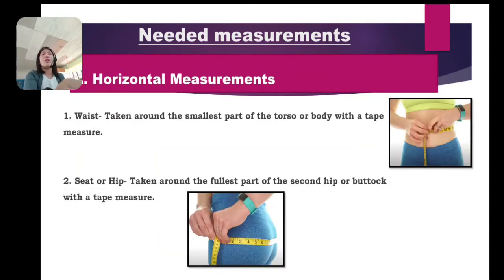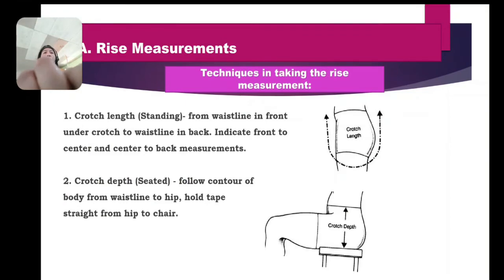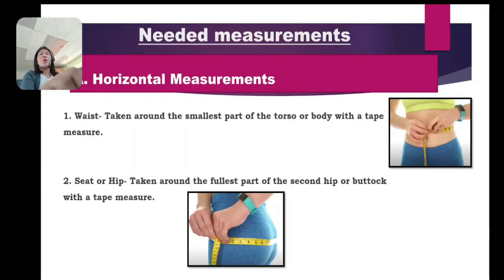Next, needed measurements is the horizontal measurements. So, we have 5 horizontal measurements needed in our trouser. For horizontal measurements, this horizontal measurements is taken around our body. So first, horizontal measurements needed for our trouser is waist. Waist is taken around the smallest part of the torso or body with a tape measure.